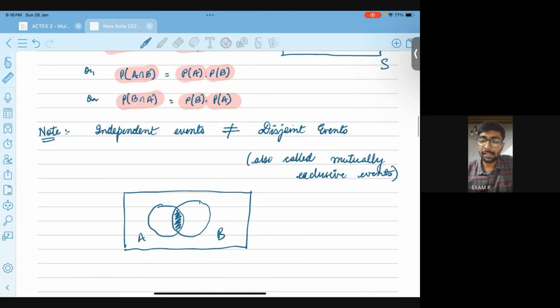But in this case, I'm not saying that this is how you see independent events visually. I'm just saying that you shouldn't get confused between independent events and disjoint events. Disjoint events are also called mutually exclusive events. So yeah, thank you. That's it about independent events.